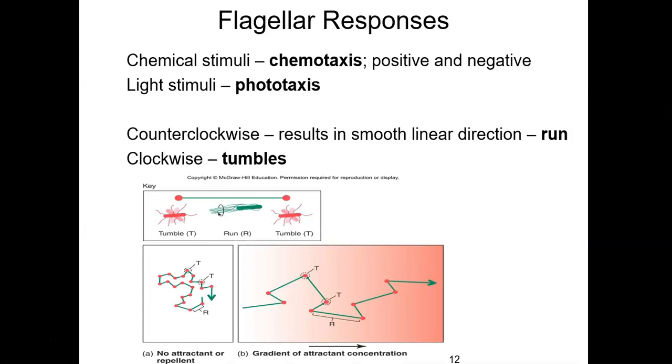We also want to talk about how flagella respond. We already mentioned that they can move their flagella in a clockwise or counterclockwise direction, depending on if they want to run or tumble. But why would they choose to run versus tumble? That's because of the stimuli that they're exposed to. If they're exposed to a chemical stimuli, this is known as chemotaxis, and it can be either a positive or a negative chemotaxis. So what does that mean to be positive or negative?